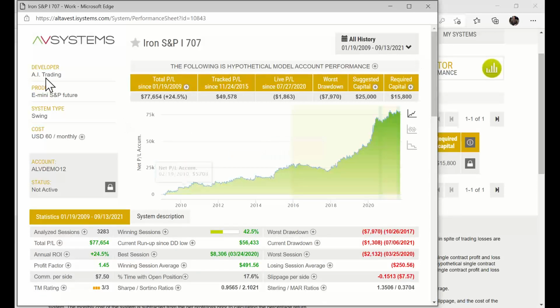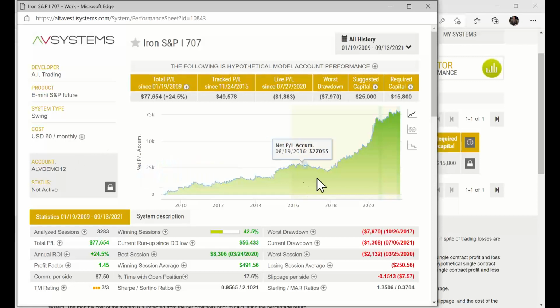All right, you'll see here the name of the developer. It's an E-mini S&P 500 product, swing trading system. $60 a month is the cost. That's the license cost. It comes deducted directly out of your account. And I'll also point out that all of the performance and data, percentages, dollar figures, you name it, it's net of all trading costs. So everything is net of your license fee and commissions.